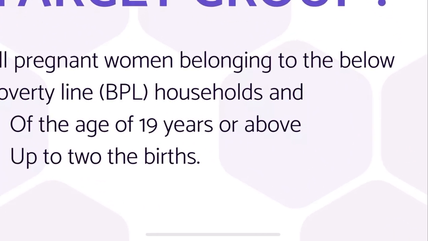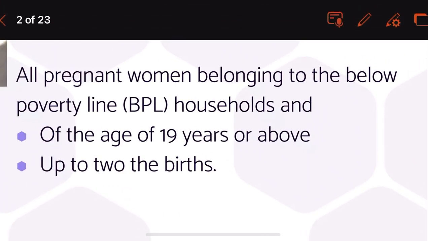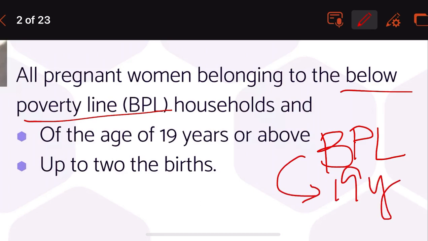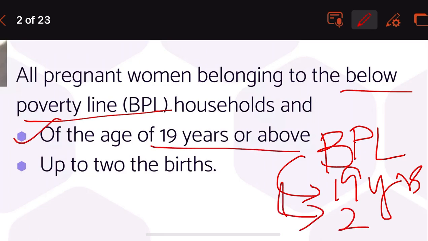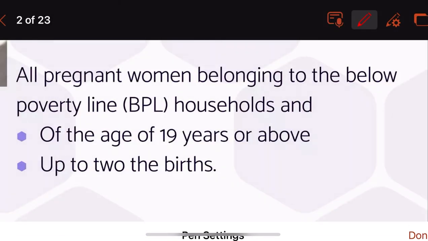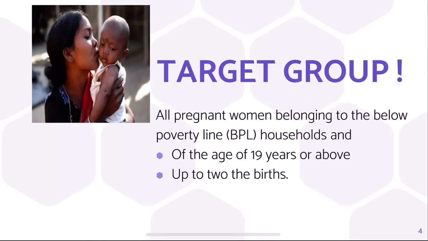The target group under this scheme is all the women belonging to BPL, below poverty line households, who are 19 years and above, up to two births. The women aged 19 years and above and falling under the below poverty line households are the target group.